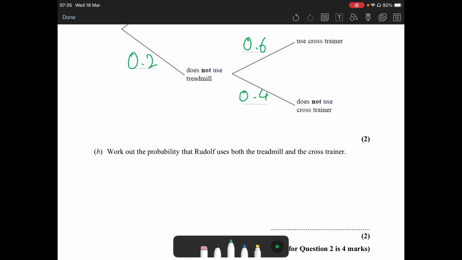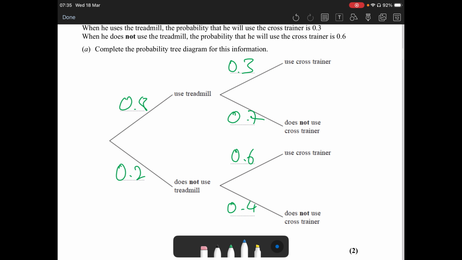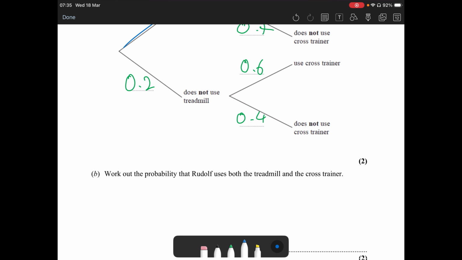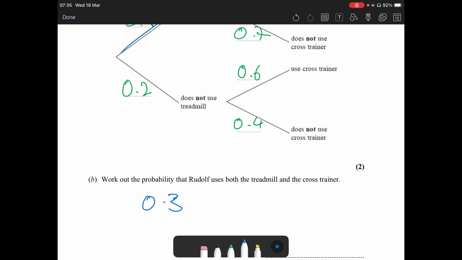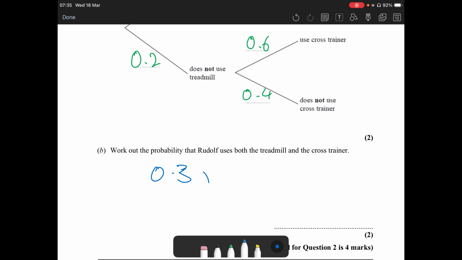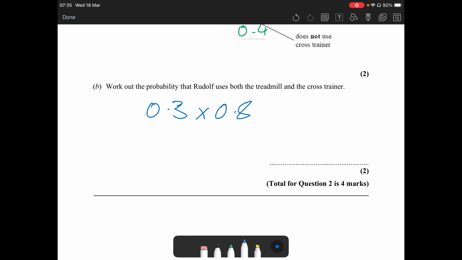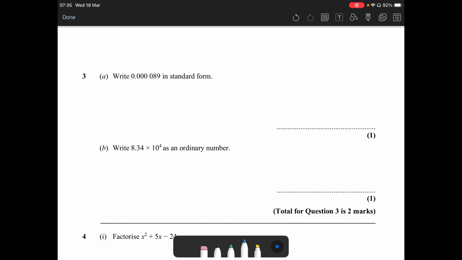Work out the probability Rudolph uses both treadmill and the cross trainer, so those two together, 0.3 times 0.8. The way I remember is that you're going to borrow one decimal place there, one there. 3 times 8 is 24. Give your two decimal places back, so go 1, 2, decimal point there, 0.24, bam. That's the answer.